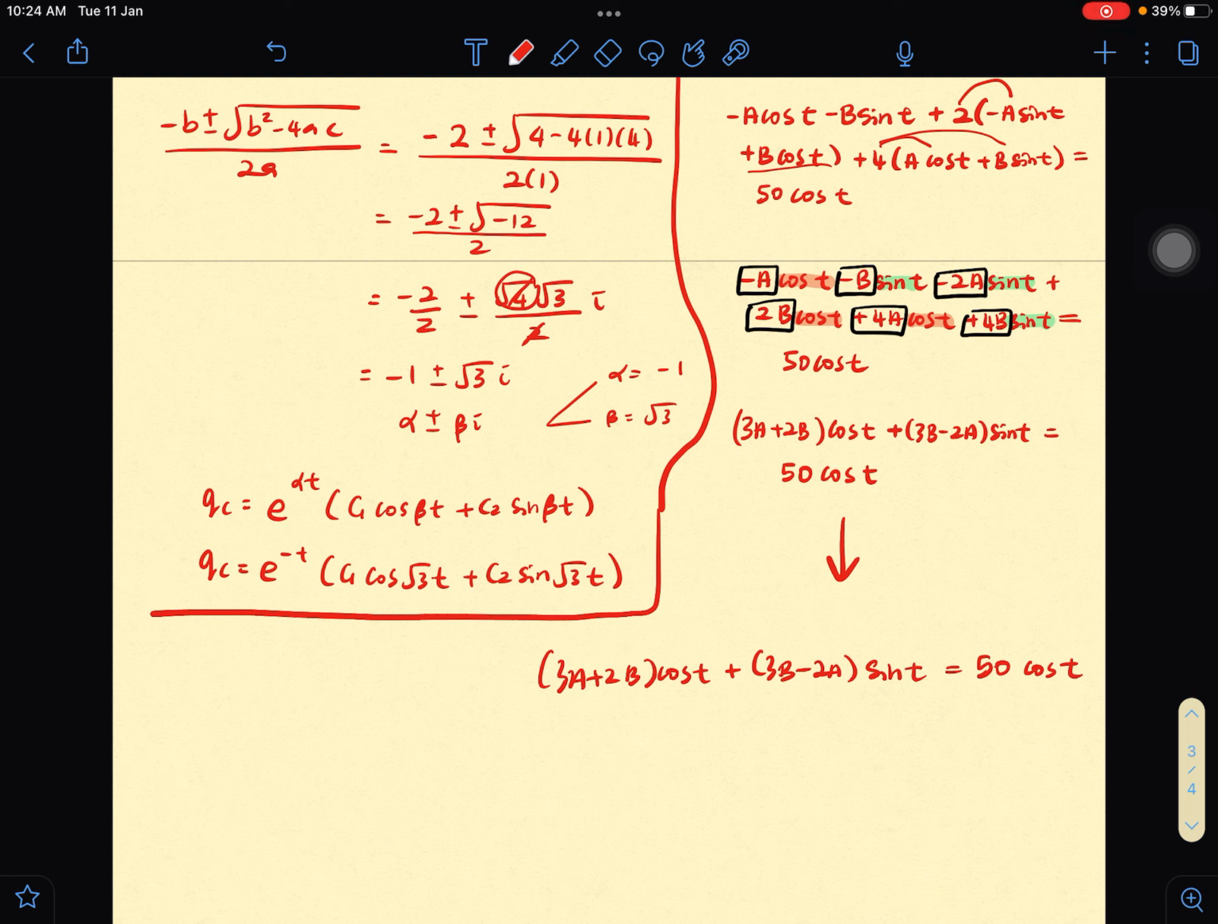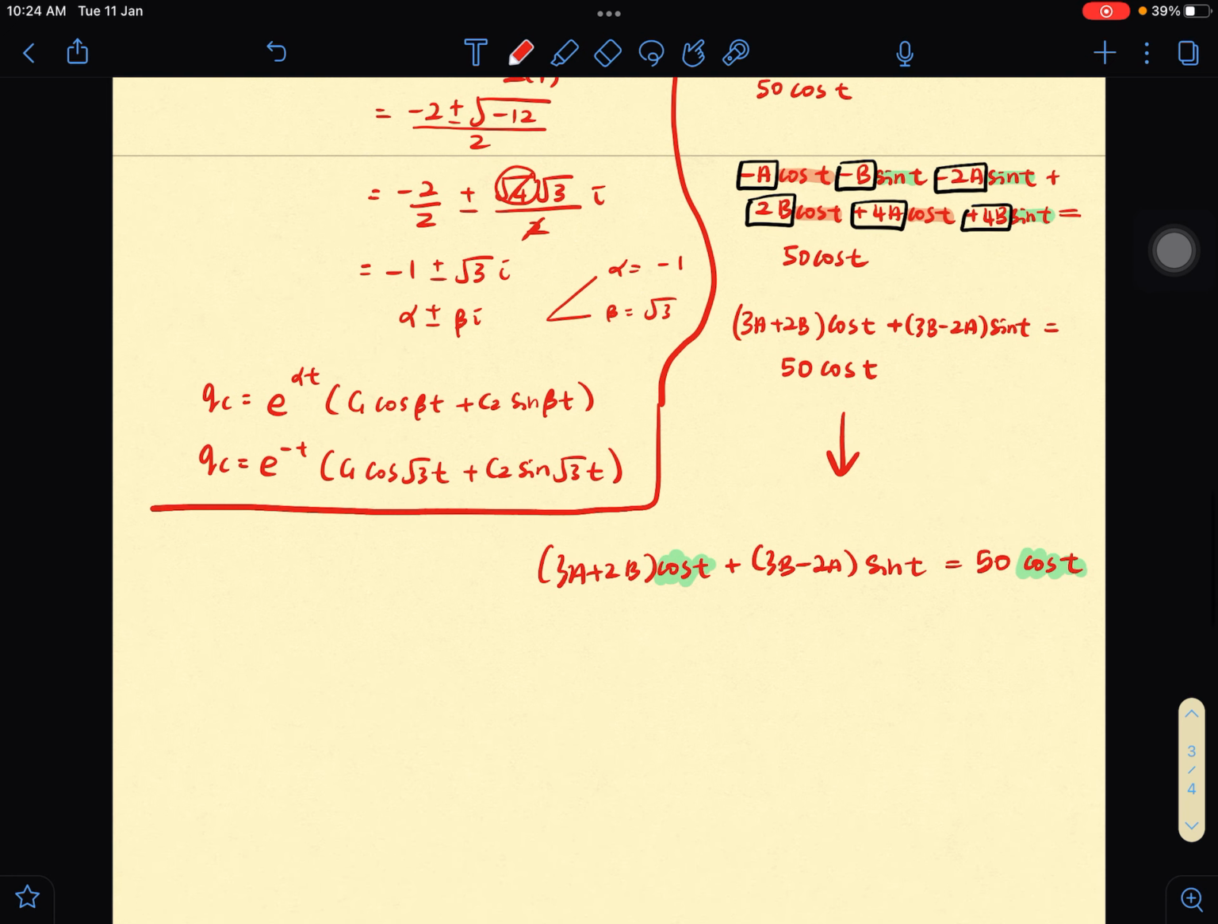So we can compare left hand side and right hand side. So cos compare dengan cos. So kita akan dapat 3A tambah 2B sama dengan 50. Equation yang pertama. Okay, and then kita dapat equation yang kedua ni sin. Tapi dekat belah sini tak ada sin. Maksudnya yang ini is equal to 0. So 3B tolak 2A sama dengan kosong. Okay, so kita dapat kita punya simultaneous equation.